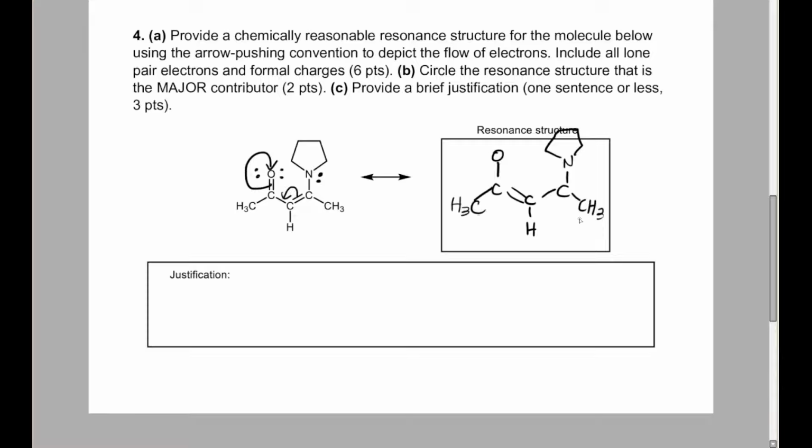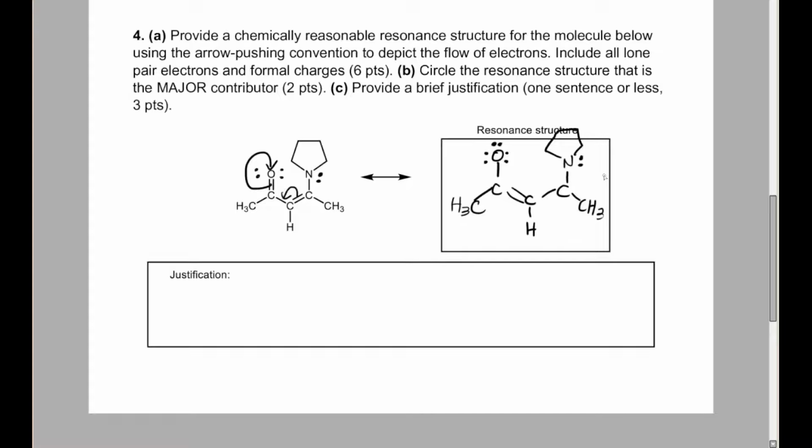And I guess we can also draw in the lone pairs. So now we know that this bond turned into a lone pair, which is 2 electrons, so we can draw an extra lone pair on this oxygen. This nitrogen is the same, it still has 1 lone pair and 3 bonds. This carbon has 3 bonds and no lone pairs, so now we have to do the formal charges.